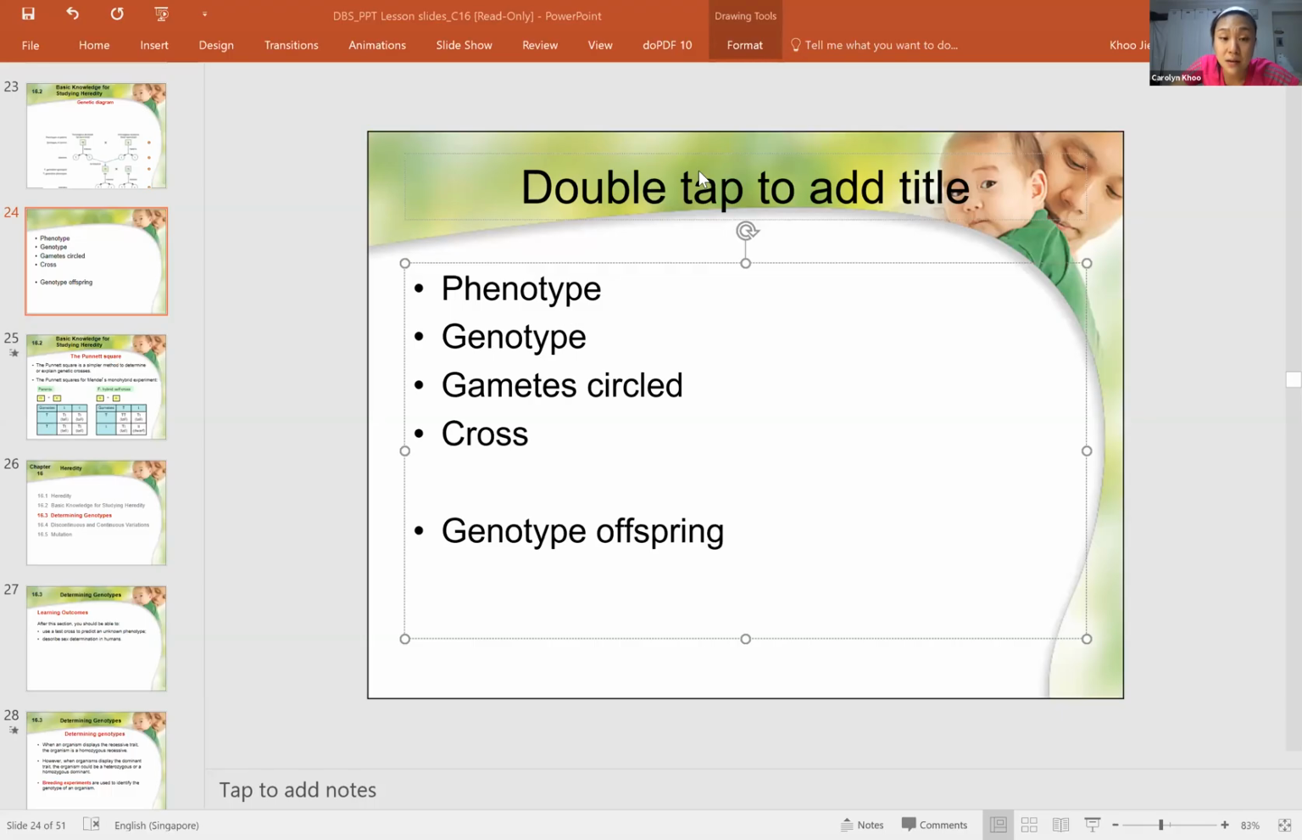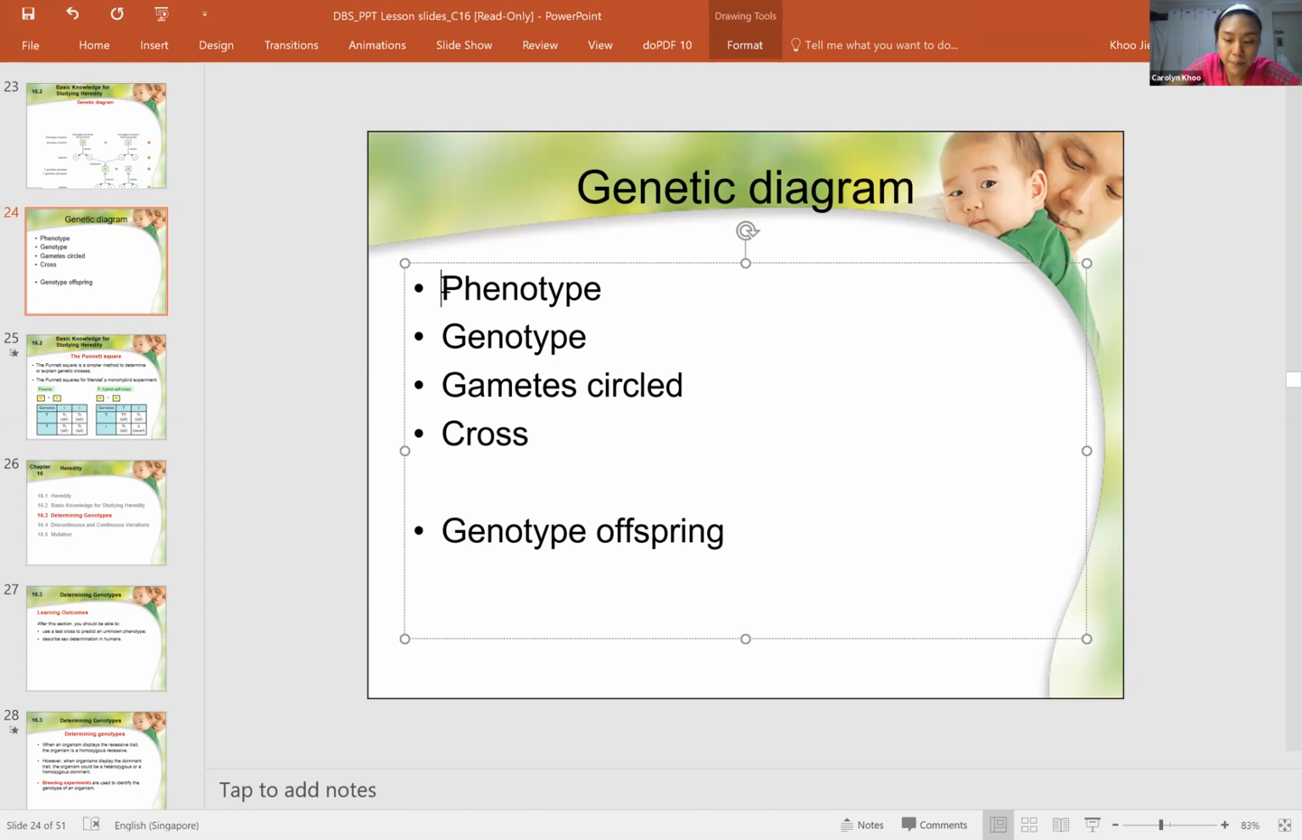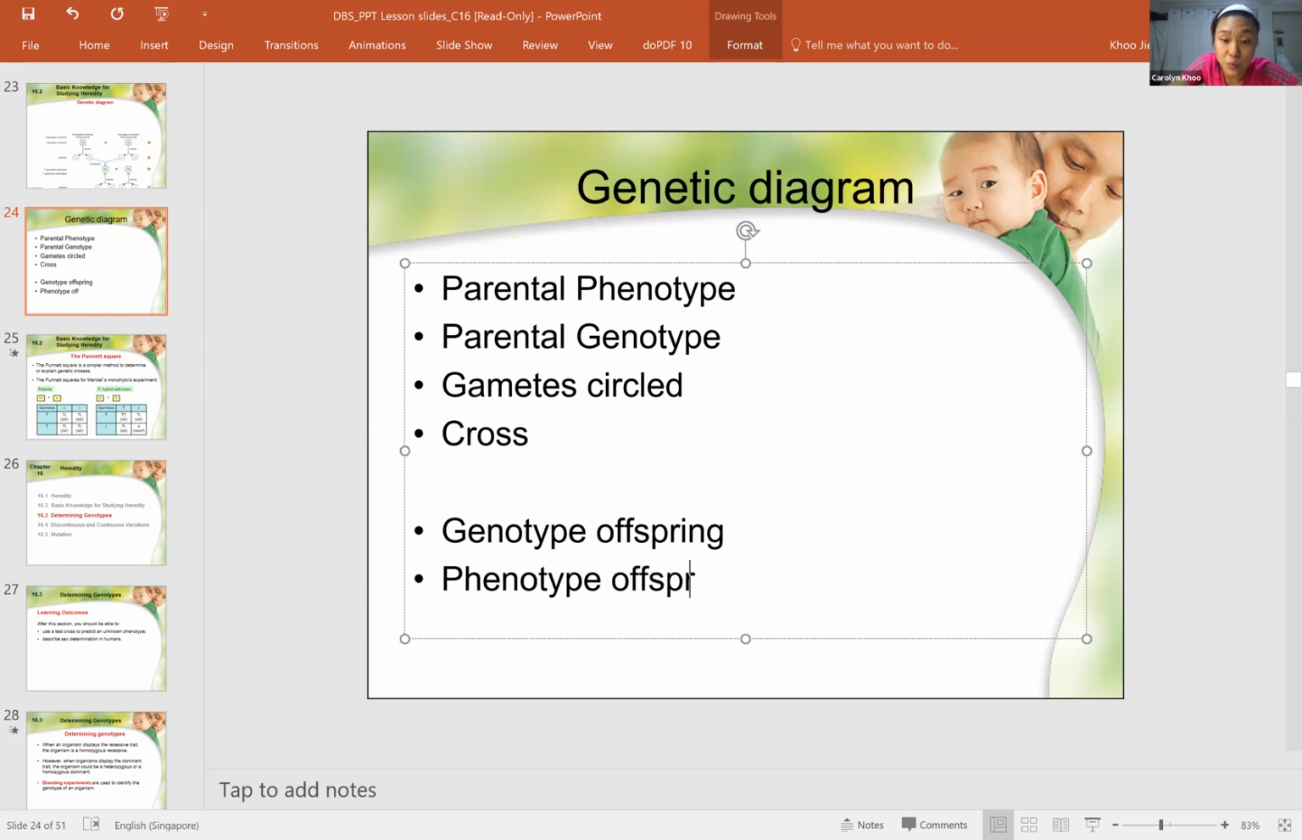So I was saying the genetic diagram. I would always write down the phenotype of parents, so parental phenotype. With that, I have the parental genotype. And then the gamete circle, you do the cross. Then you have the offspring, also sometimes called F1 generation, the genotype. Obviously, from the genotype, you can determine the phenotype of the offspring, and then the phenotypic ratio. Then I always have a concluding statement of the ratio. This part, okay? So this is the genetic diagram.